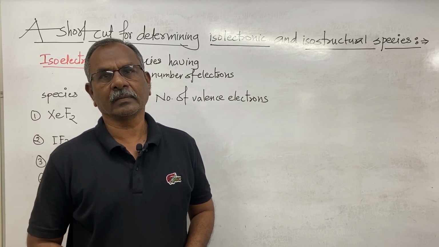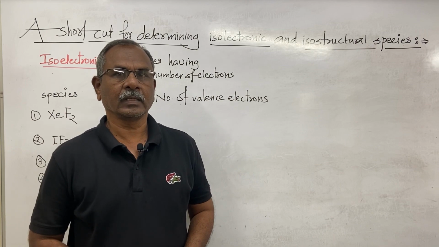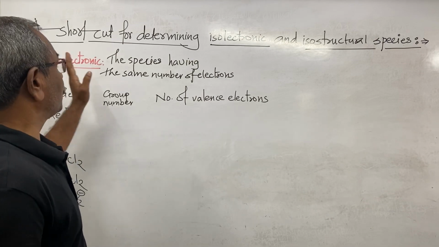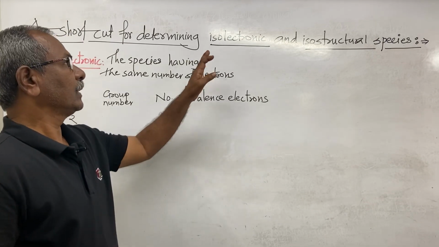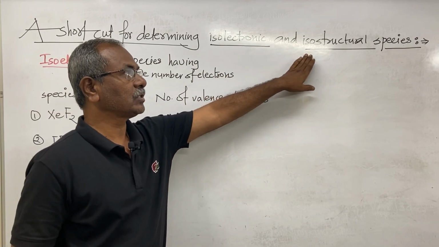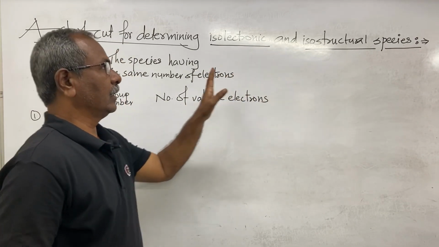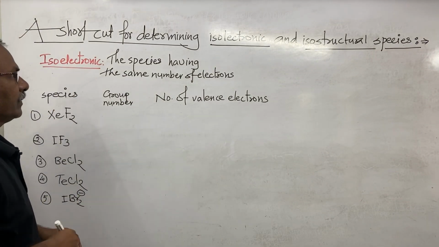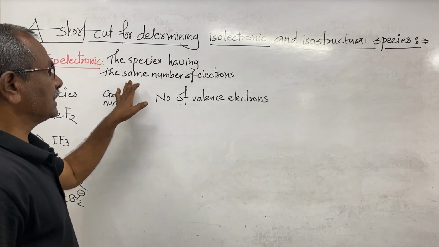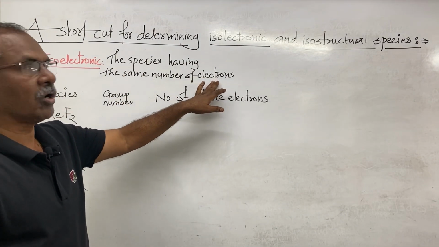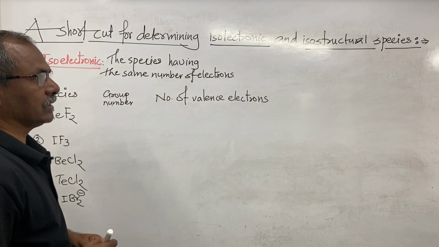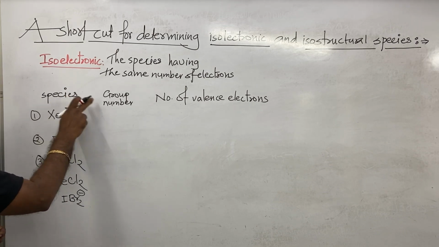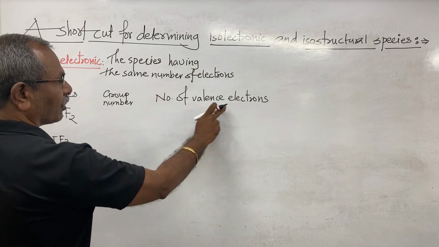Dear students, today we are going to discuss the very important topic, that is a shortcut for determining the isoelectronic and isostructural species. First of all, we'll discuss what is meant by the isoelectronic species. The species having the same number of electrons are called isoelectronic species.